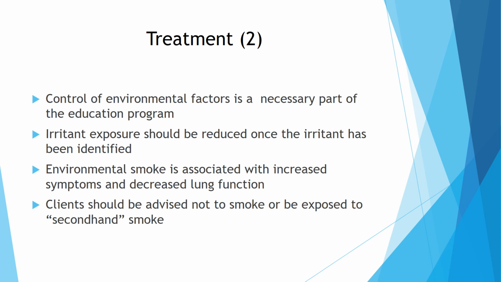So irritant exposure should be reduced once the irritant has been identified. If the irritant is a pet, have they gotten rid of the pet? If the irritant is something that is in the home, maybe a cleaning product that they're using, maybe a fireplace, maybe a wood-burning stove, all of this will have to be changed. If there is somebody that is smoking in the home, they need to know that they need to smoke outside.